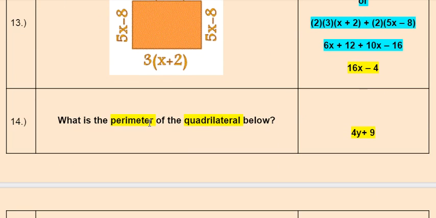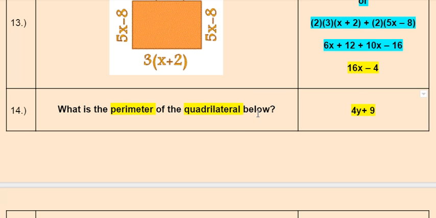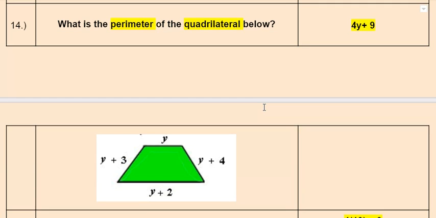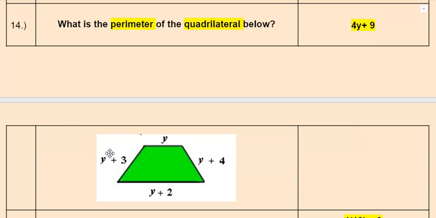Okay, let's move on to the next one. It says, what is the perimeter of the quadrilateral below? Okay, so let's take a look at it. We have y, and this time, notice guys, I didn't write it down. I'm just going to use the picture this time. Y, y, y, y. Why? Because I said so. No, what do we got? We got 4 y's, right?